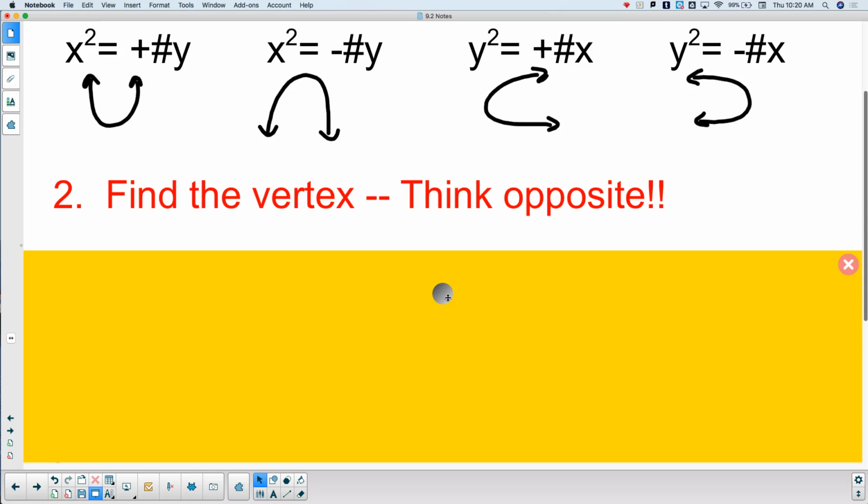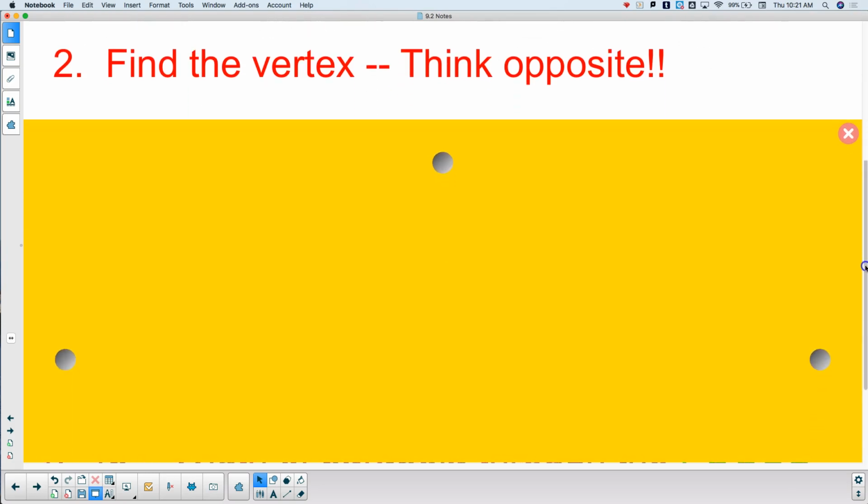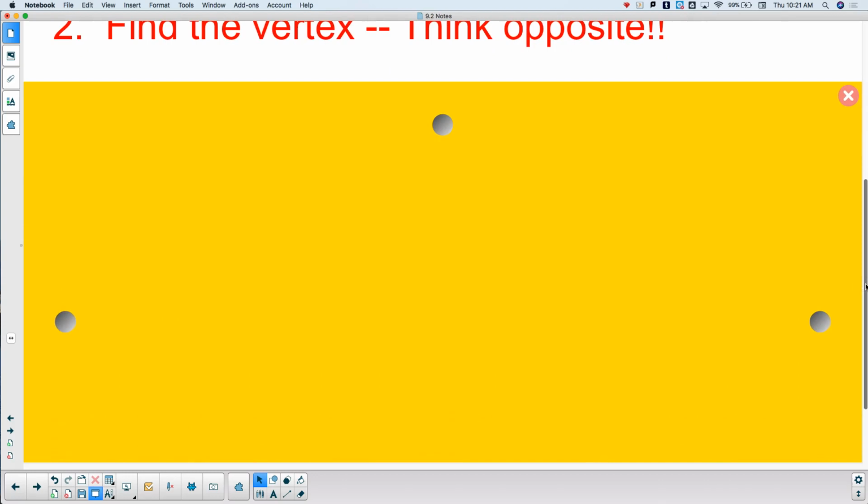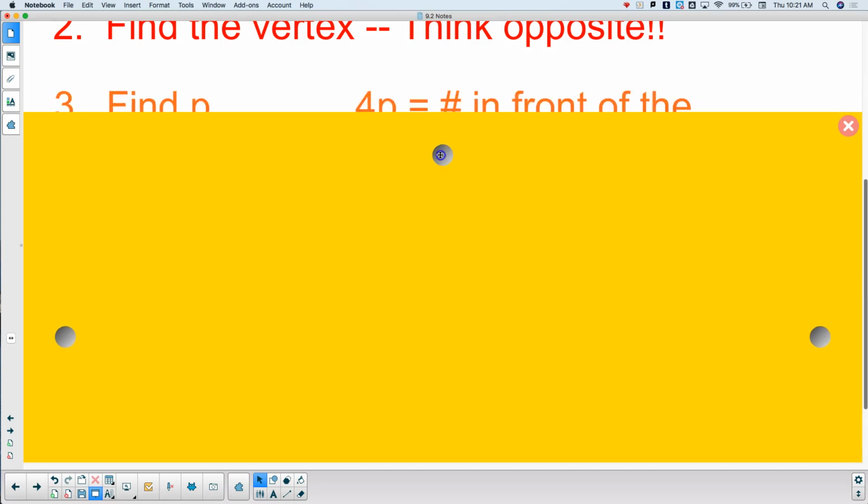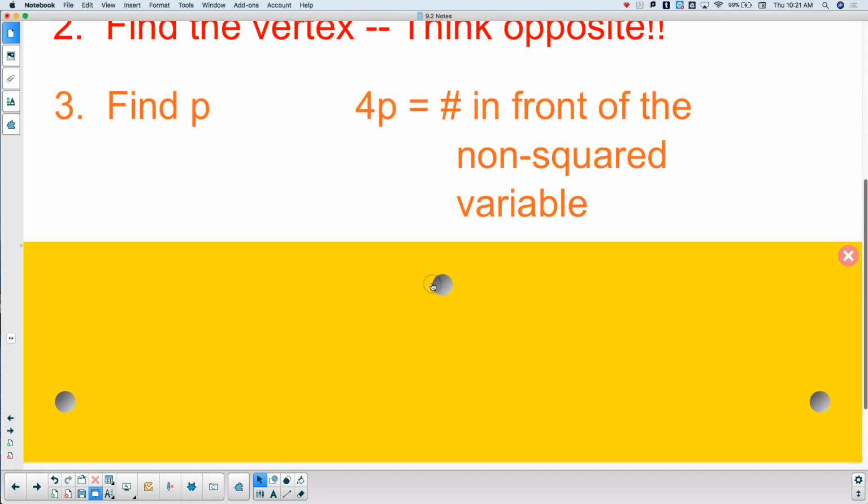Luke, step number 3. Identify the p value. So I'm going to first find out what P is, and where do I go to look to figure out what P is? It's the number that's not squared on the other side. The coefficient of the non-squared variable. I like coefficient of the non-squared variable first. But that's equal to what? That's 4P. So I have to divide by 4 to get that.